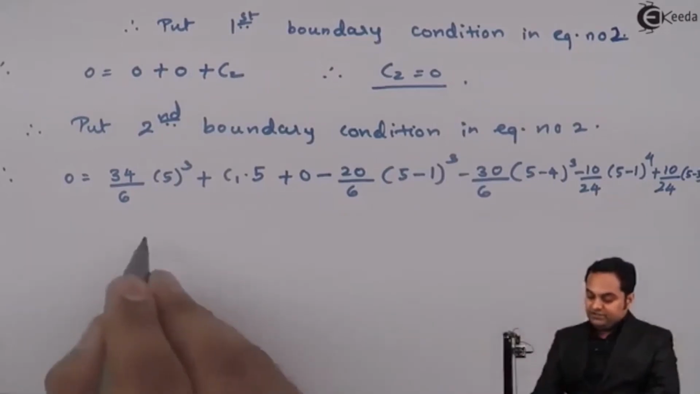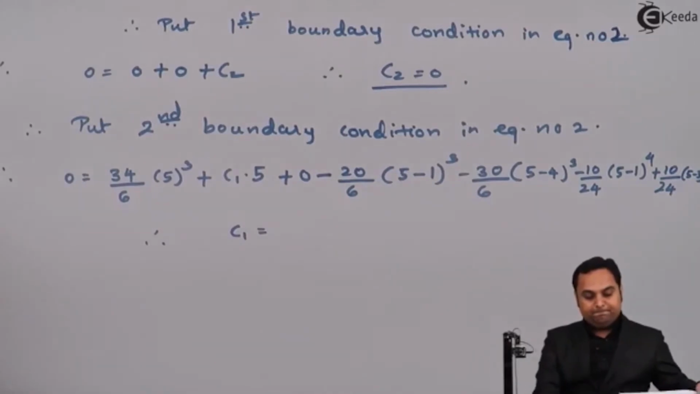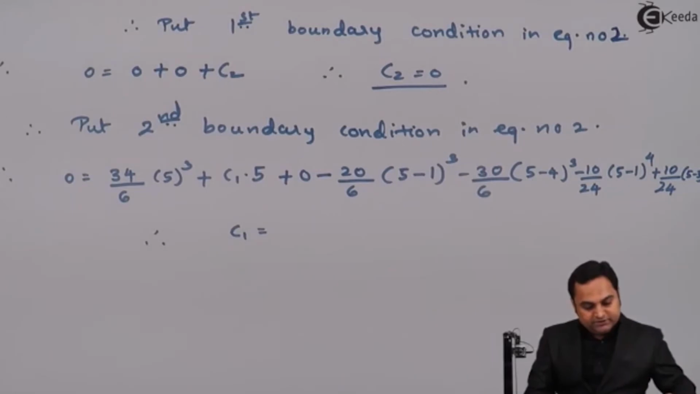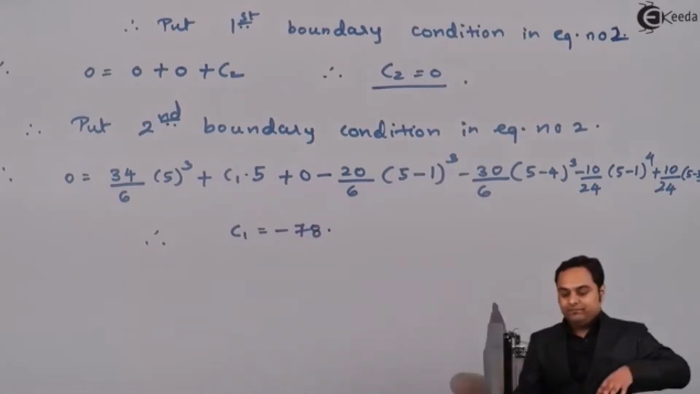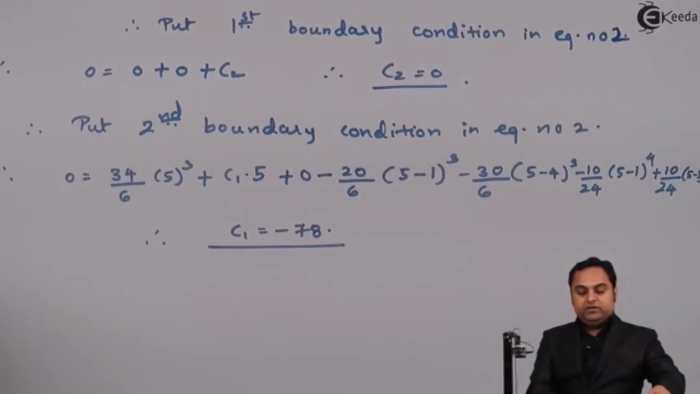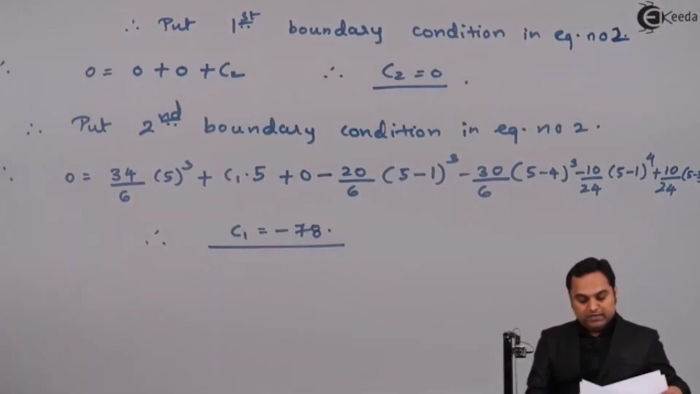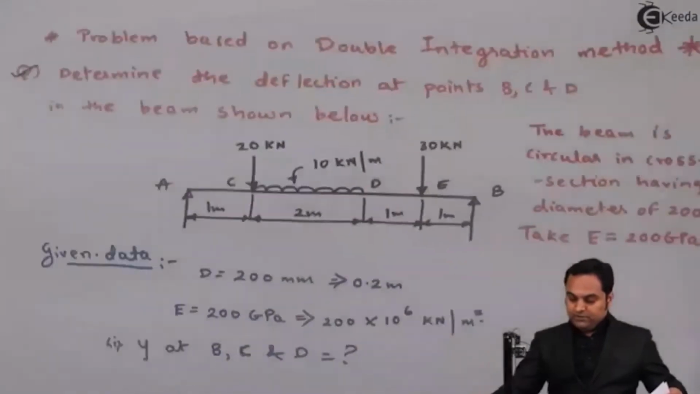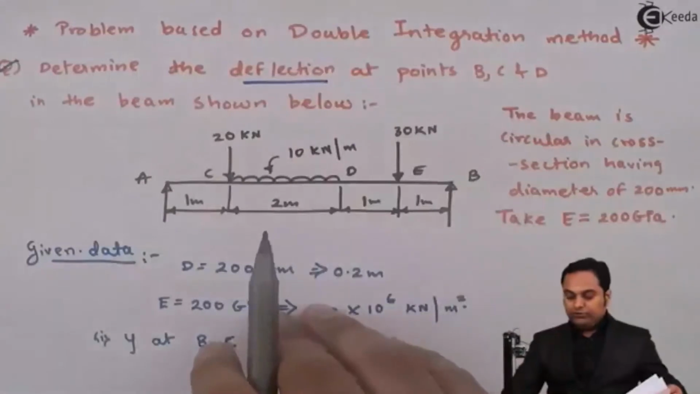So on calculating this and simplifying here, I'll get my answer of C1, which comes out to be minus 78. That is, I have found out the value of C1. Now after getting the value of C1, if we see in the question, they had only asked us to calculate the deflections, not the slope. So I will be putting the value of constant in the deflection equation because we have to find only deflections. So no need of slope.